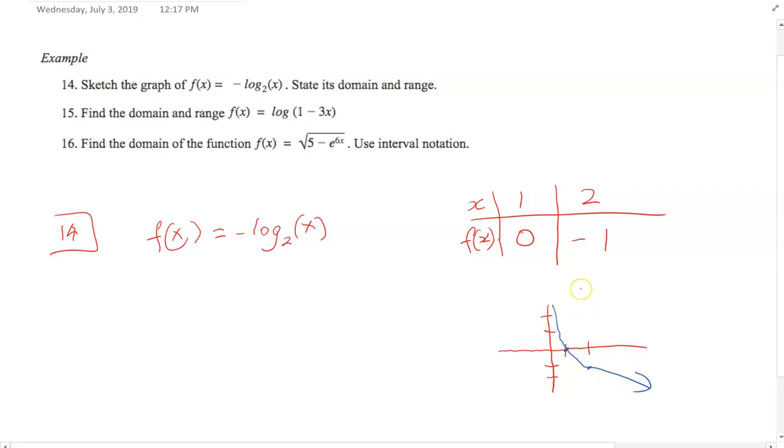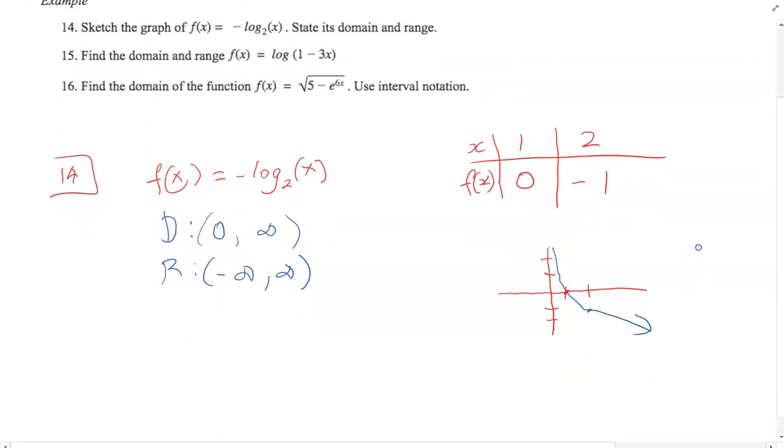And so let's check your domain for this. The domain for this function would be 0 to positive infinity, right? And then the range would be negative infinity to positive infinity. Okay? The domain is 0 to positive infinity, and then the range is negative infinity to positive infinity.